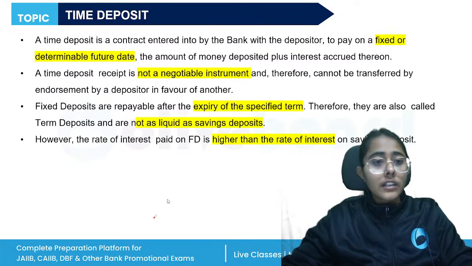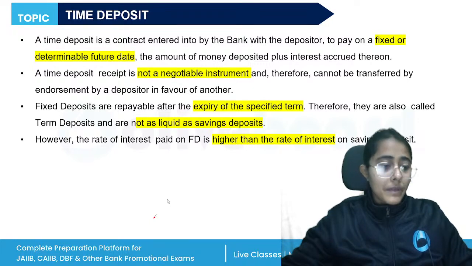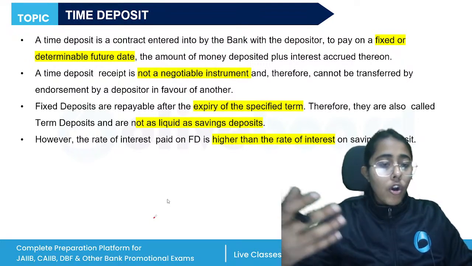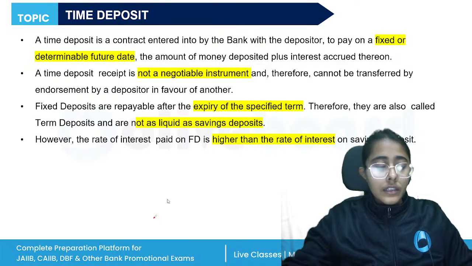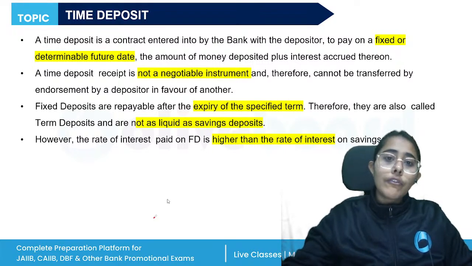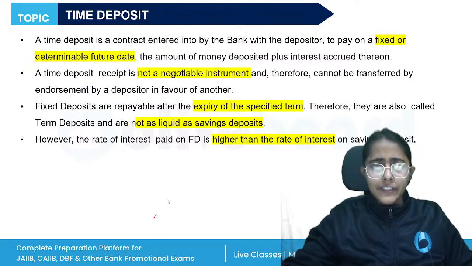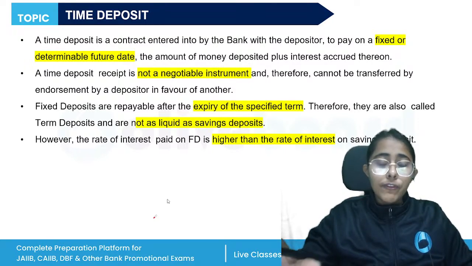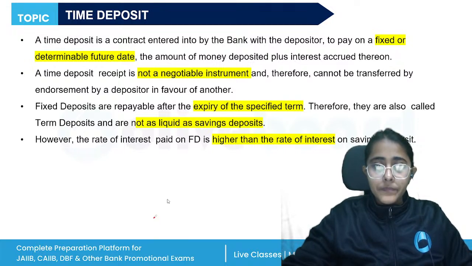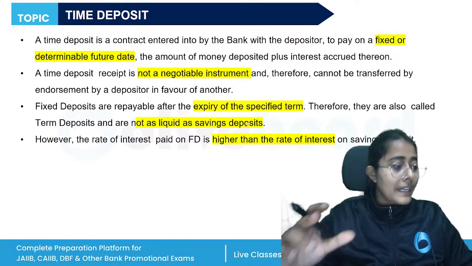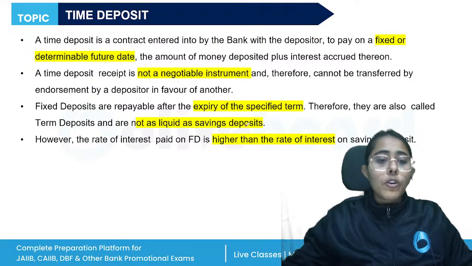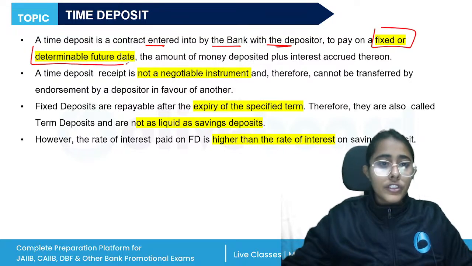Then we have the third type of deposit, which is a time deposit. In the savings bank or current account deposit, the facility of withdrawal and deposits at any time was available. But in the time deposit, there is a fixed limit before which the withdrawal cannot be made, or the deposit cannot be made. The deposit will be made at one point only. The time deposit is a contract entered into by the bank with the depositor to pay, on a fixed or determinable future date, the amount of money deposited plus the interest.